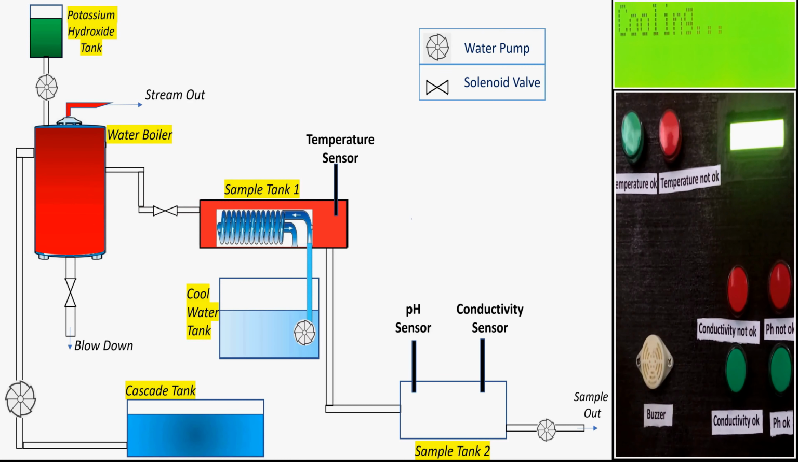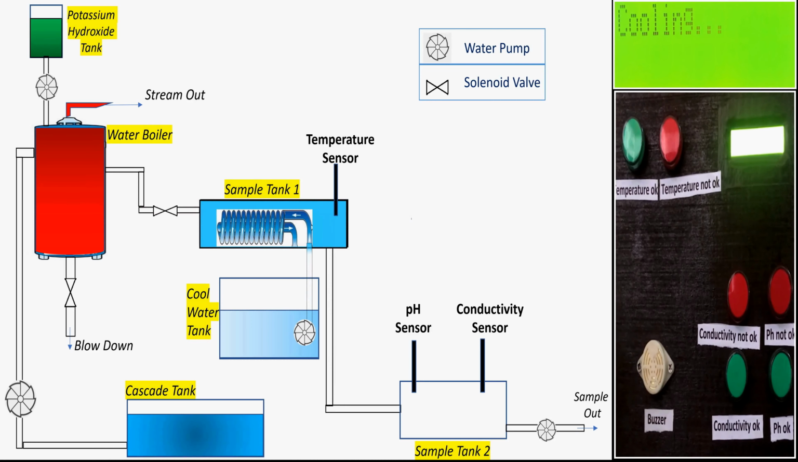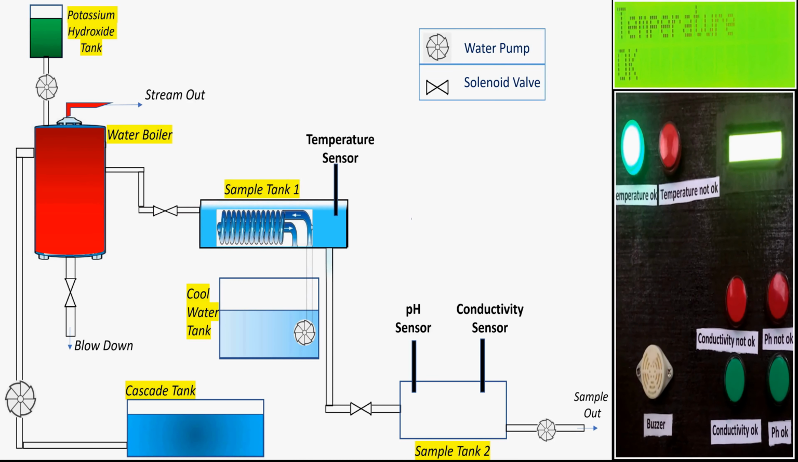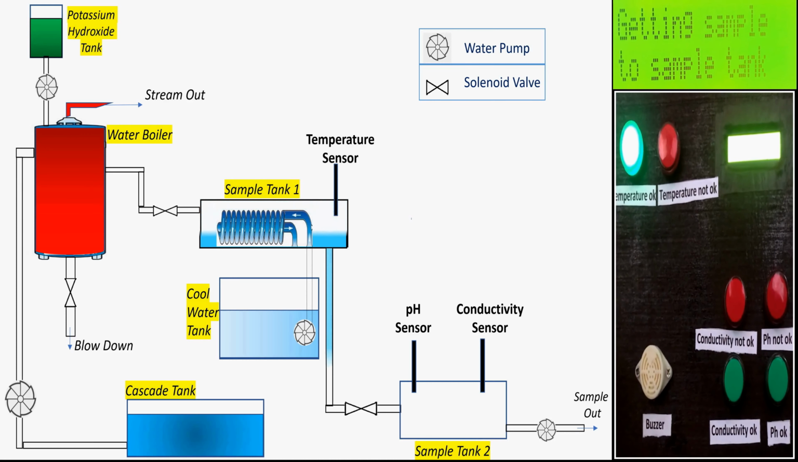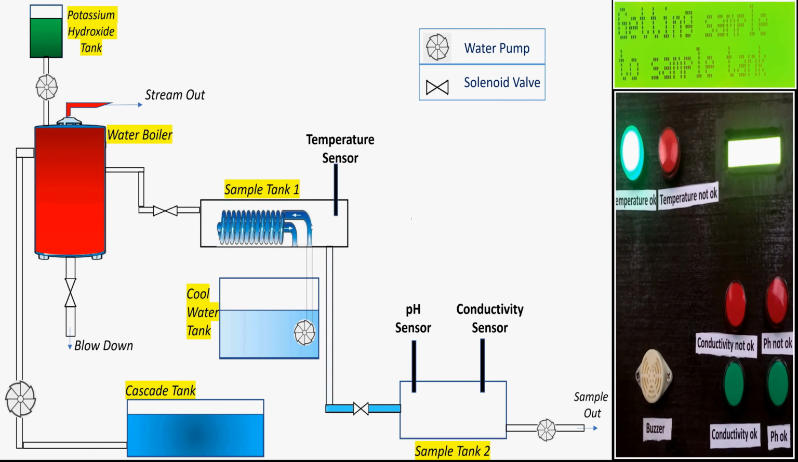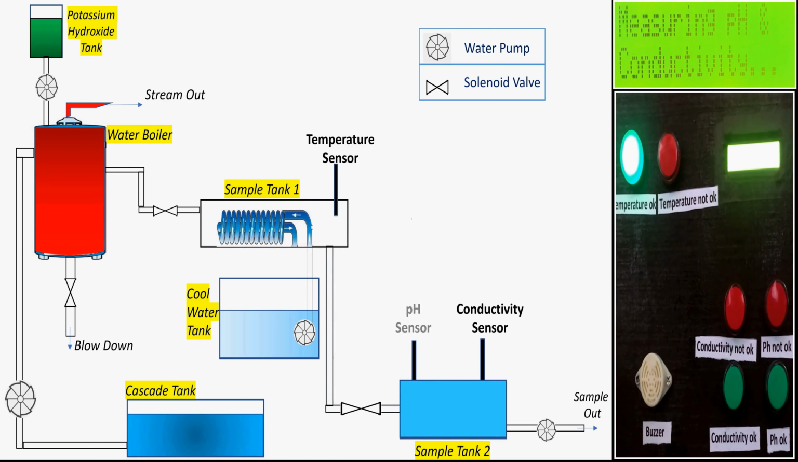The extracted water sample, which is now at 100 Celsius, is converted to room temperature water. This is done by sending cold water through the copper condenser. After this cooling process, it is confirmed by the temperature sensor in sample tank 1. If it is at room temperature, the sample is directed to sample tank 2 through another programmed valve. In sample tank 2, the pH value is calculated using the pH sensor and the conductivity value using the conductivity sensor.